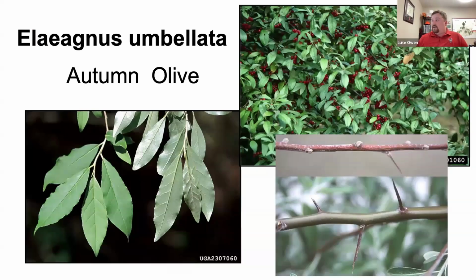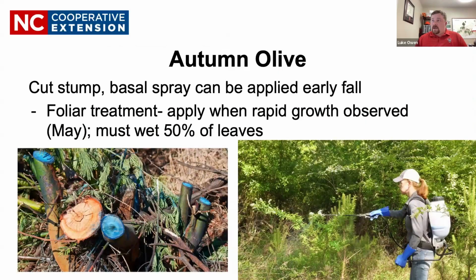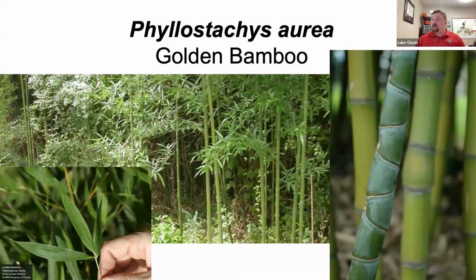Elaeagnus, or autumn olive. This is one that is common on our periphery, forest edges. You can see the silvery leaves in the picture on the left, and then the thorns on Elaeagnus are just unreal. This is one that is a big nuisance. Typically, cut stump or basal spray treatments can be applied in early fall. If you do a foliar treatment, you're going to have to get adequate coverage. This is right when that growth is first observed, typically in May. You have to wet at least 50% of the leaves, and knowing how thick Elaeagnus can be, this can be a challenge. So cut stump treatment is typically what's recommended here.